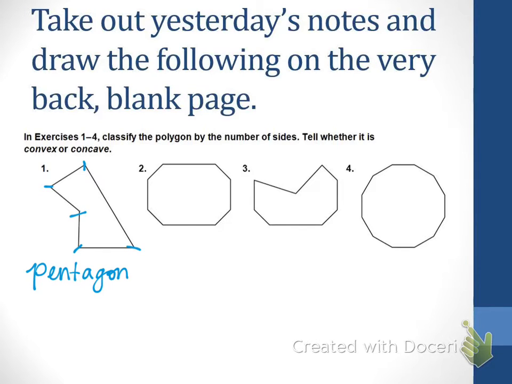And then to figure out if it's convex or concave, you want to look to the center. Do any of the segments come in towards the center? Yes. So that would be concave.